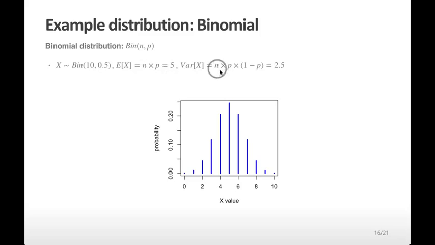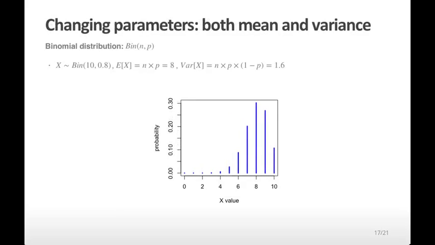The variance is given by this formula, the number of flips times the probability times 1 minus the probability of heads. And this turns out to be 2.5. So in that case, we can change the parameters of the binomial distribution, for example, by making it more and more likely that the coins will come up heads.